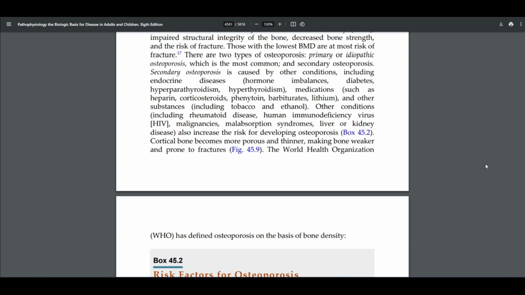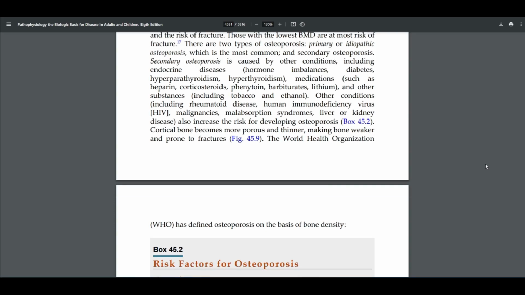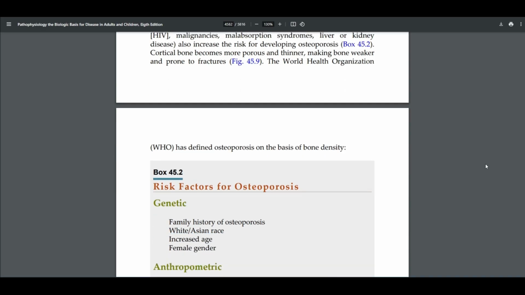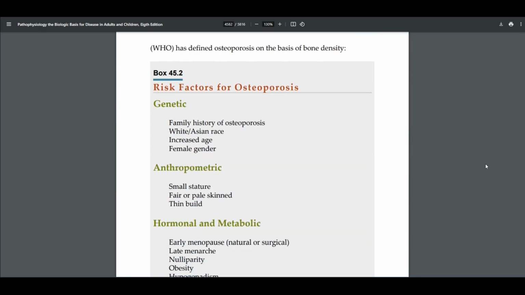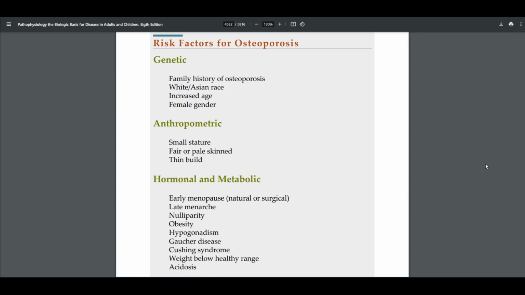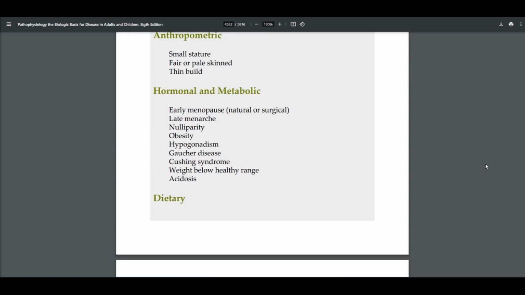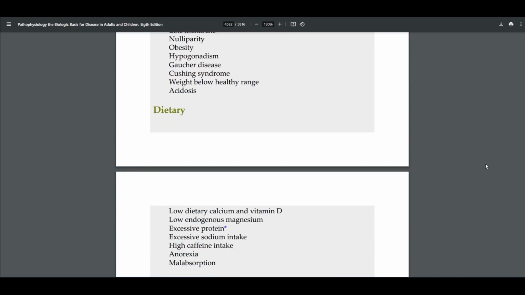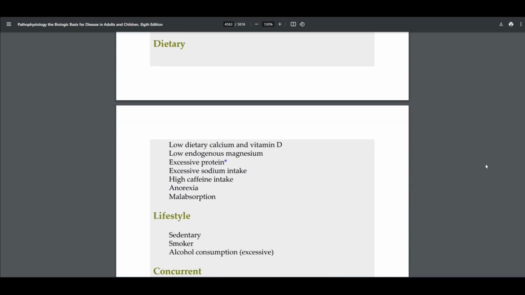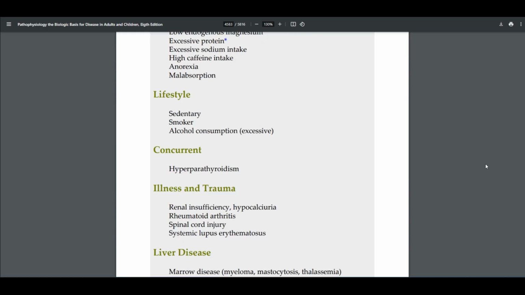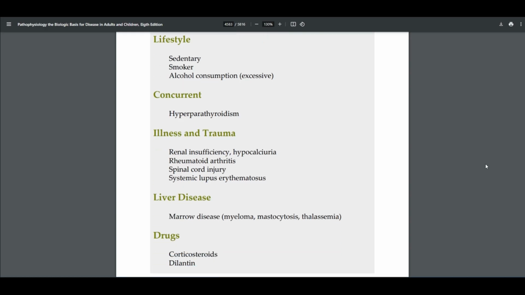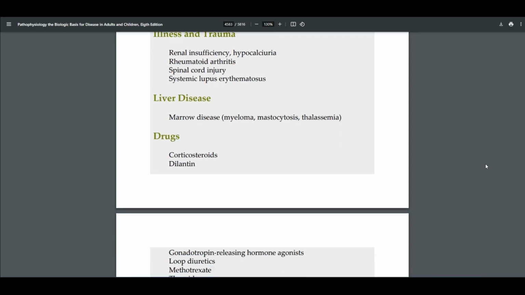Cortical bone becomes more porous and thinner, making bones weaker and prone to fractures. The WHO has defined osteoporosis on the basis of bone density. So here are some risk factors for osteoporosis. Again, good spots to pause if you're unfamiliar with osteoporosis. If you're looking at the cause, you can also see how you would then treat it, theoretically.